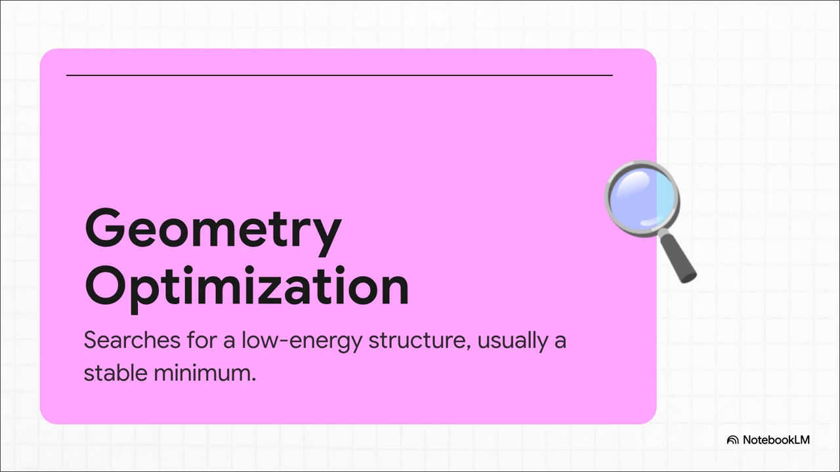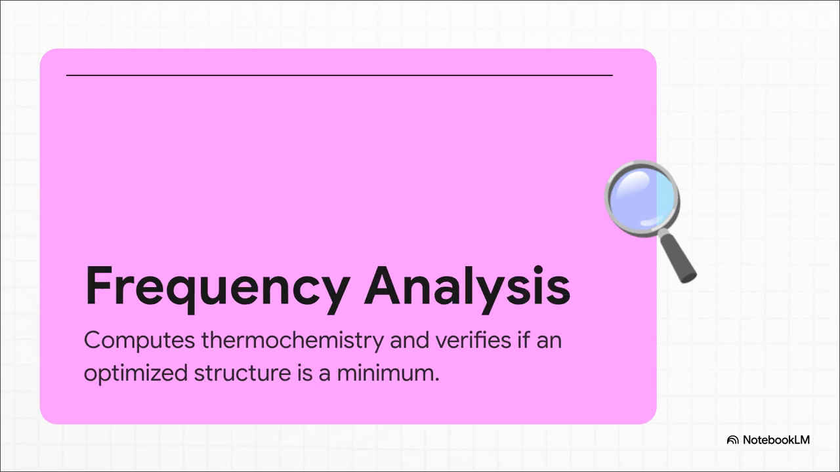Then we have the frequency analysis, or FREQ. This calculation does 2 massive jobs for you. First, it computes vital thermochemistry data, giving you zero-point energies and Gibbs free energy under standard assumptions. Second, and honestly, just as importantly, it verifies if the structure you just optimized is truly a stable minimum.